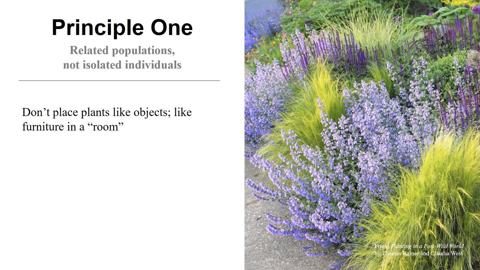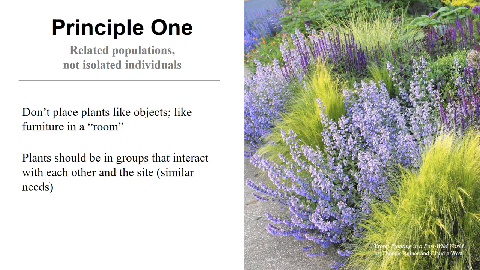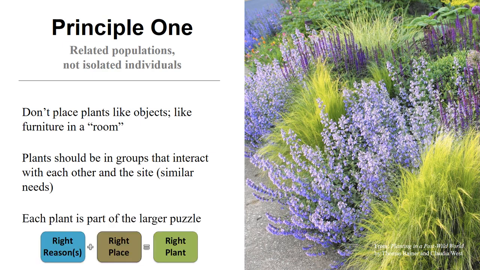First of all, they suggest not placing plants like objects, that they're not furniture in a room, we don't compose them that way, and that we should use plants in masses. So plants should be grouped together in a way that they interact with each other and with the site. So the plants are grouped based on their environmental needs, where they're going to grow well. And finally, that each plant is part of the larger puzzle. So the equation that I shared with you a moment ago, the right reason, the right place, and ultimately those defining the right plant, that's part of the underlying message that Rainer and West like to convey.